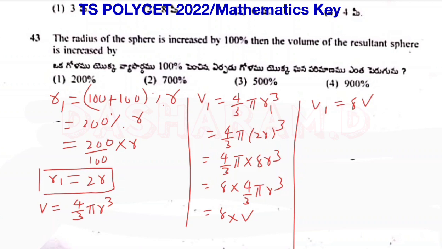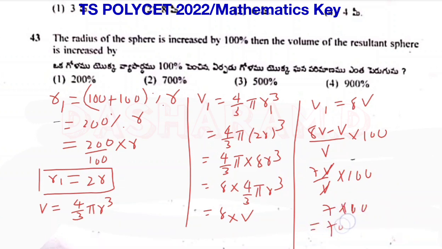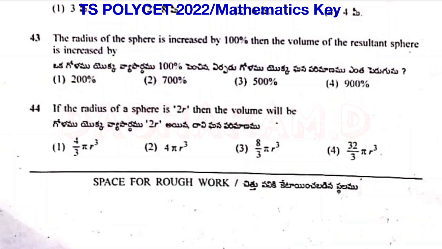But how much was it increased? It is nothing but 8V minus V by V into 100. That is 7V by V into 100. V cancels. 7 into 100, that is 700% increased. So option 2 is correct.